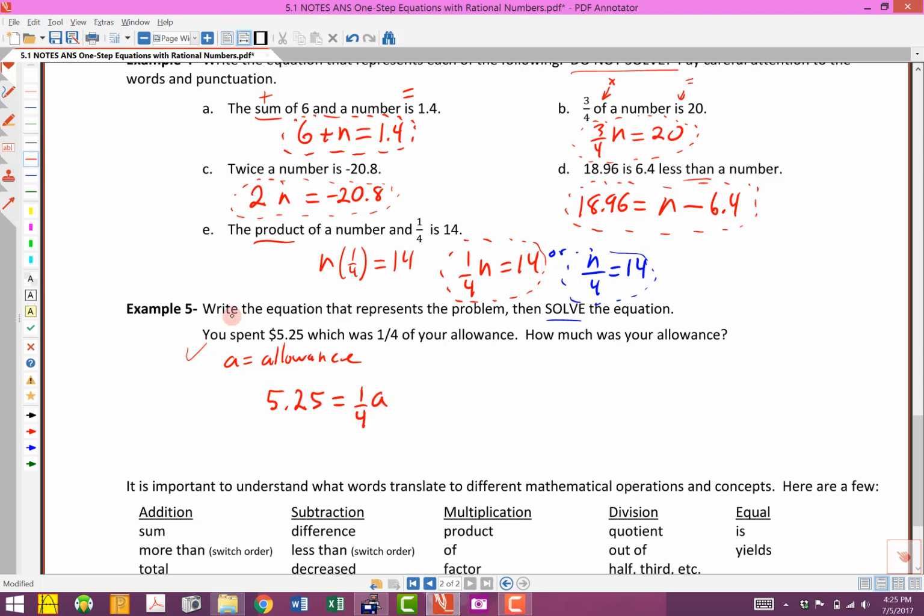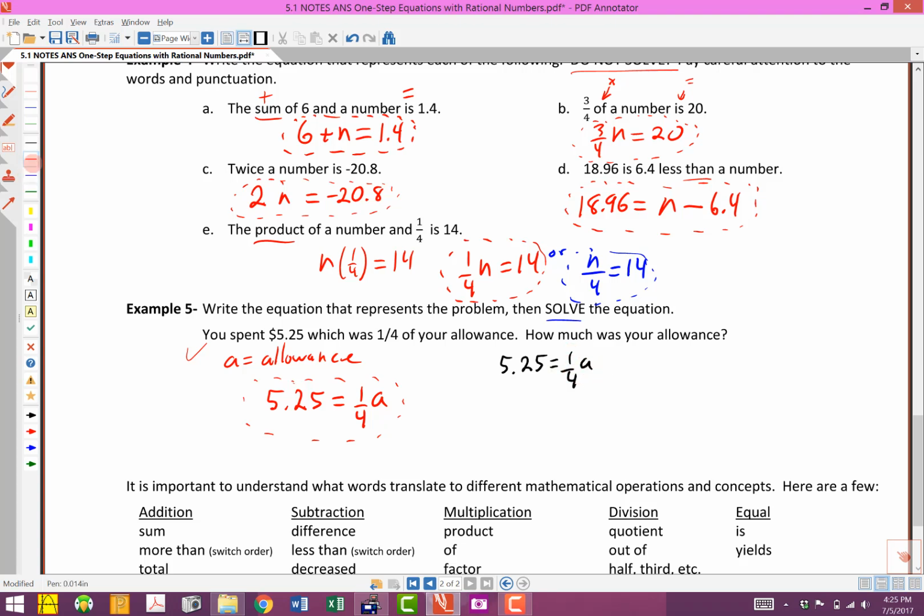So we've declared a variable. We've got the equation. This is what we would have had to do up above. And now it actually says solve. So we're going to go through and solve this. We've got a fraction in front of the variable. So what I'm going to do is I'm going to rewrite this over here. So I'm going to write 5.25 equals 1/4 A.